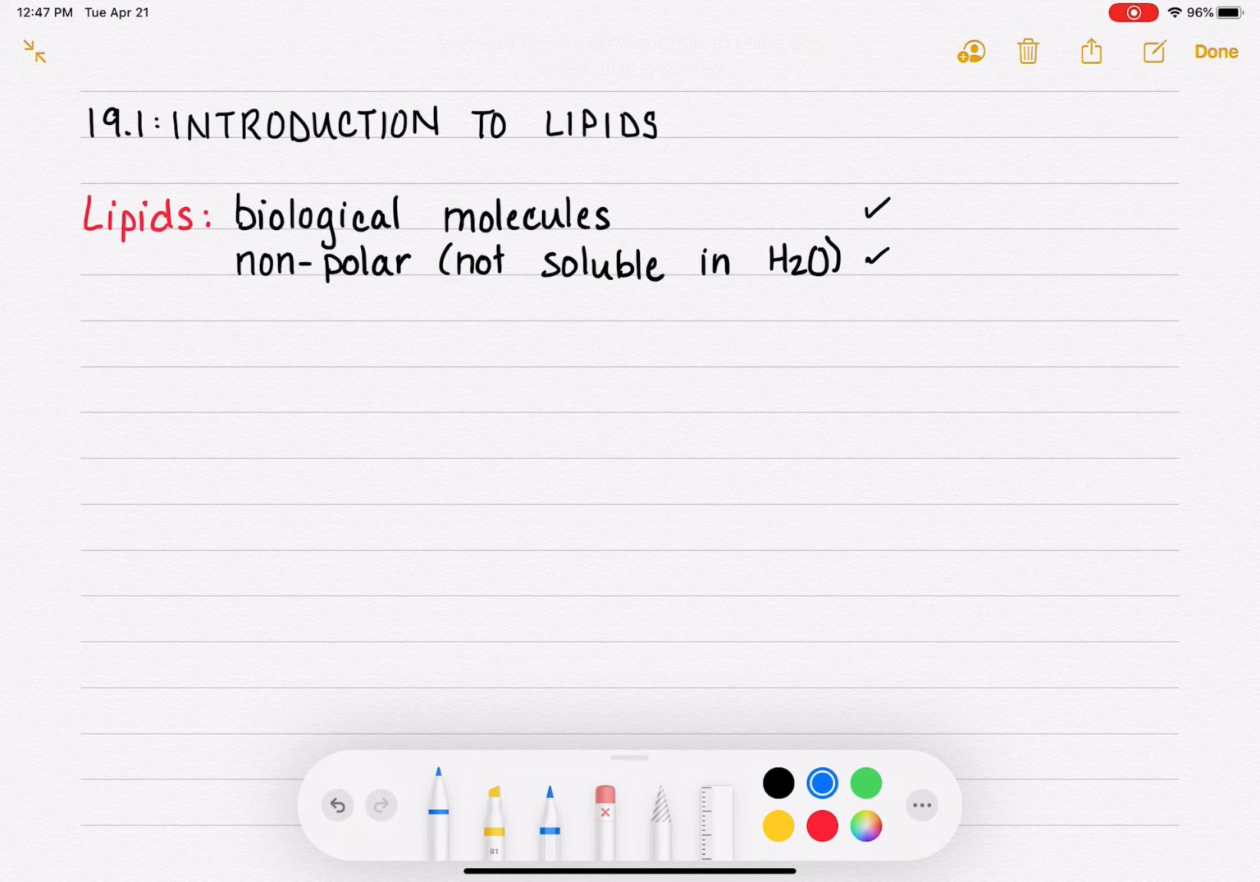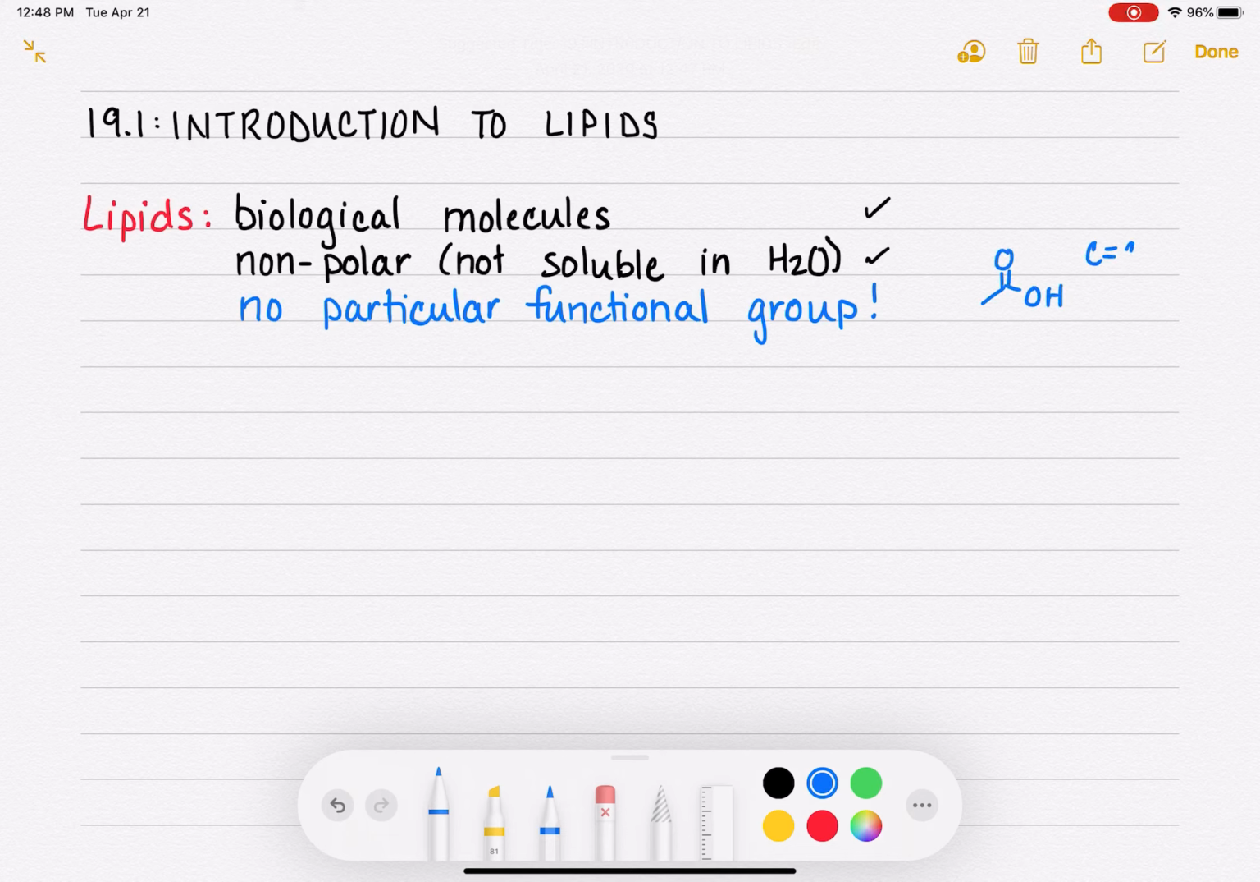One of the things that confuses a lot of people is that lipids do not have any particular functional group. A lot of times people will ask me, what is the functional group of a lipid? Or what am I looking for when I'm trying to determine if a structure is a lipid or not? There really isn't anything that you can see like a functional group. It's not exclusive to carboxylic acids. It's not exclusive to alkenes or alkynes. Any functional group could be in a lipid. It just has to meet these two criteria of being biological and nonpolar.